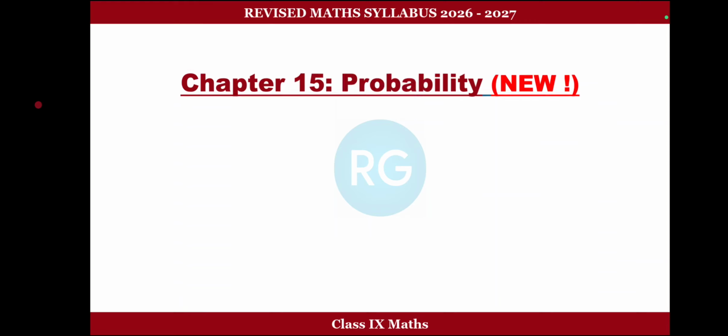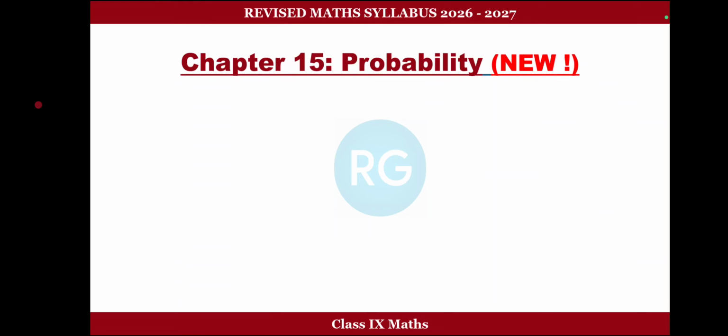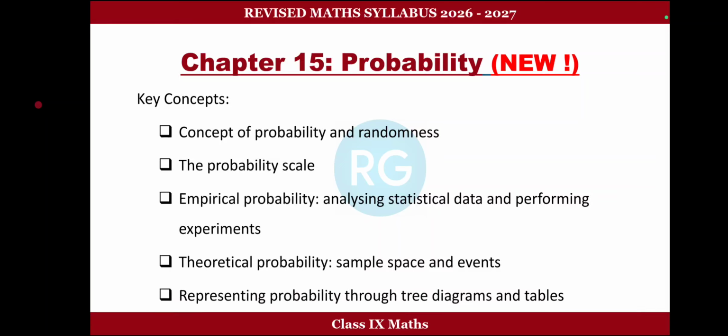Now moving on to the last topic, probability, which had been deleted from the class 9 syllabus after COVID. Now they have reintroduced it, so I'll call it a new topic, in which all the concepts of probability are there: probability scale, empirical probability, theoretical probability, and probability through tree diagrams and tables. So the total is 15 chapters.